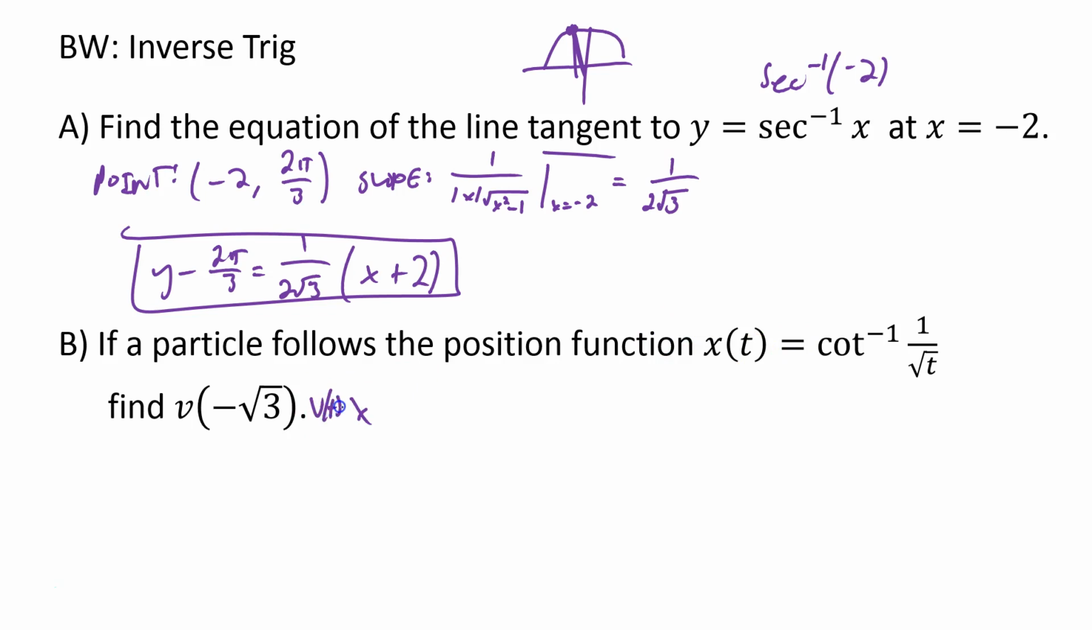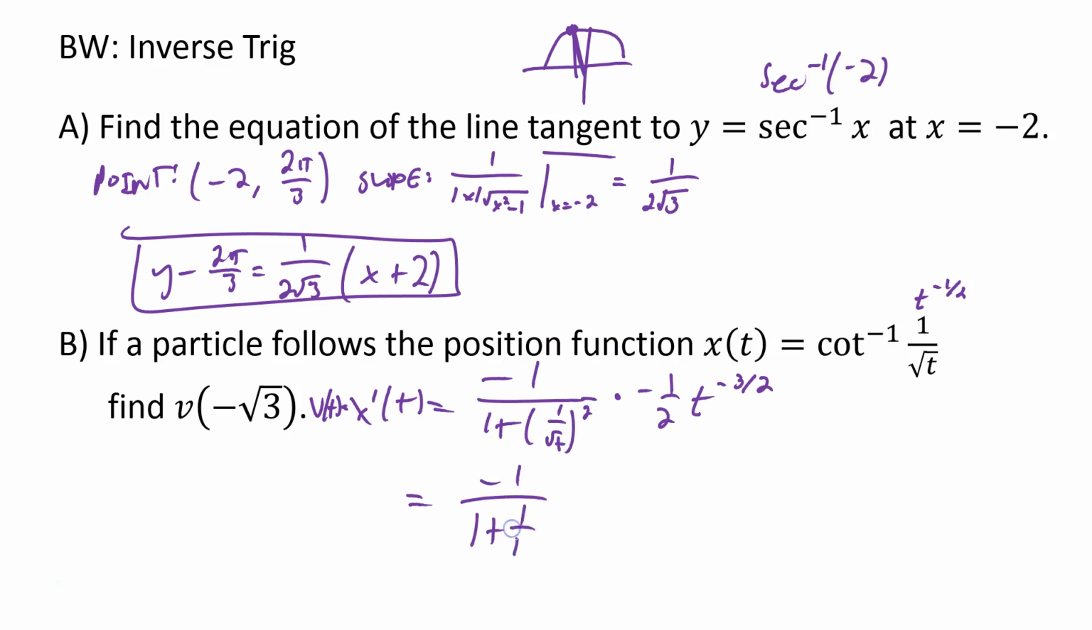So v of t is x prime of t, which in this case is going to be -1 over 1 plus this baby function squared, so 1 over root t squared, multiplied by the derivative of the inside function. This is t to the -1/2. So I'm going to move that to the front, -1/2, t to the -3/2. Okay, so now we're going to plug this in everywhere, but first let's make this a little prettier. So that's -1 over 1 plus 1 over t, times, this would be -1 over 2t to the 3/2. Ugh, that is not beautiful.